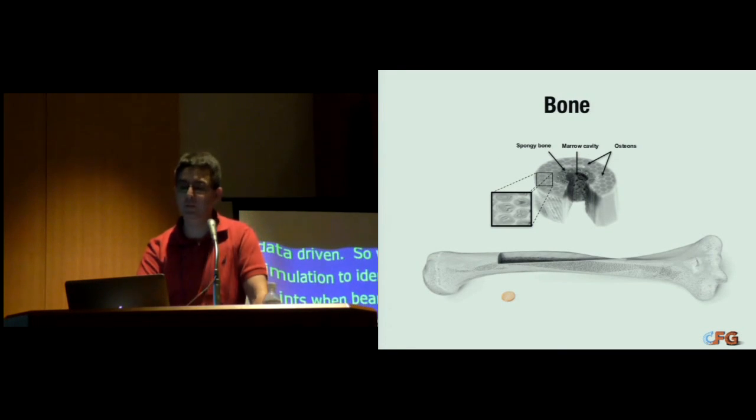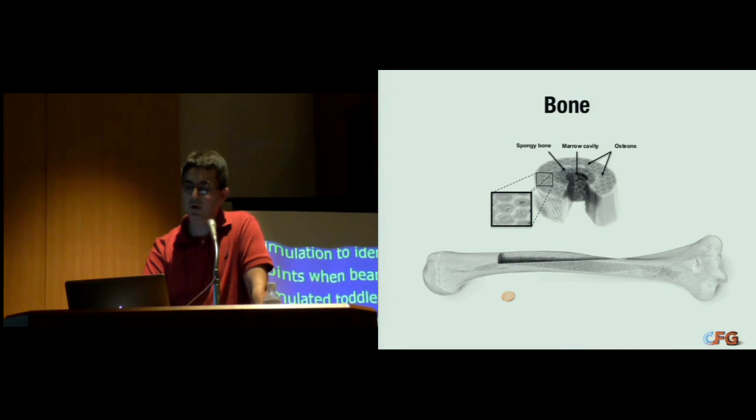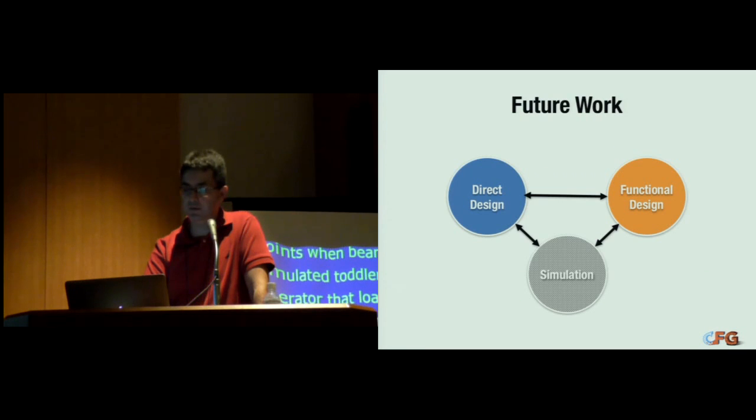And finally, we designed a bone with a complex hierarchical structure that reproduces some of the key features of the spongy bone, such as the marrow cavity, the osteons, and the intercellular structures. I'll conclude with a few remarks of what I think would make sense to tackle next.